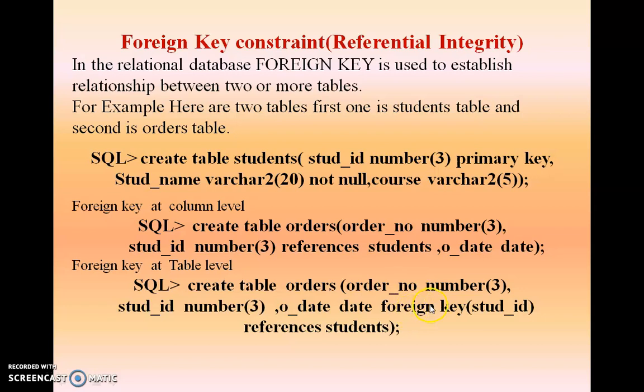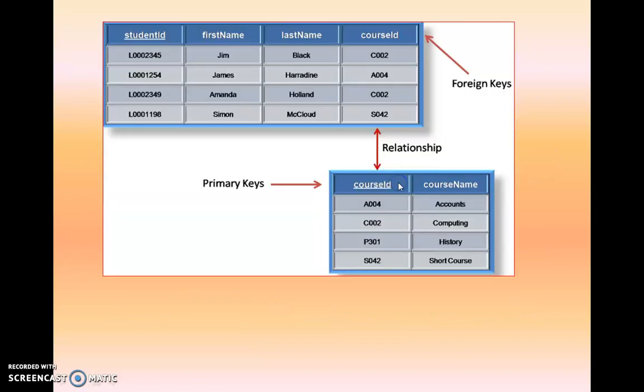But at the table level, I am specifying the keyword foreign key, and which foreign key that we want to declare, that foreign key's column name should be specified in parentheses. Then take the references of the parent table. This type of declaration is the table level. In table level declaration, we must specify the foreign key keyword, and at the column level declaration, there is no need to specify the foreign key keyword. Okay. Here is the example.